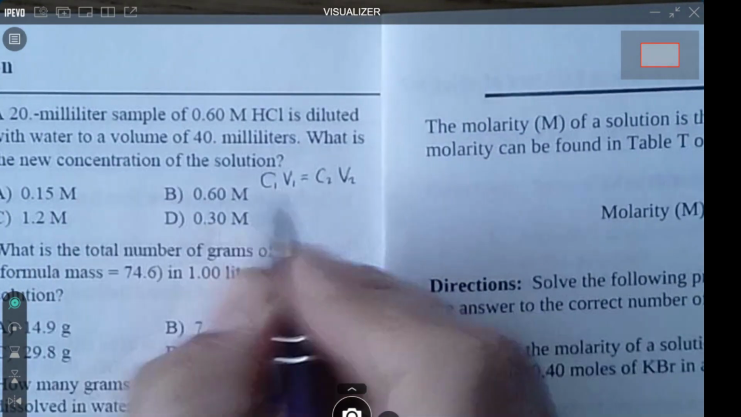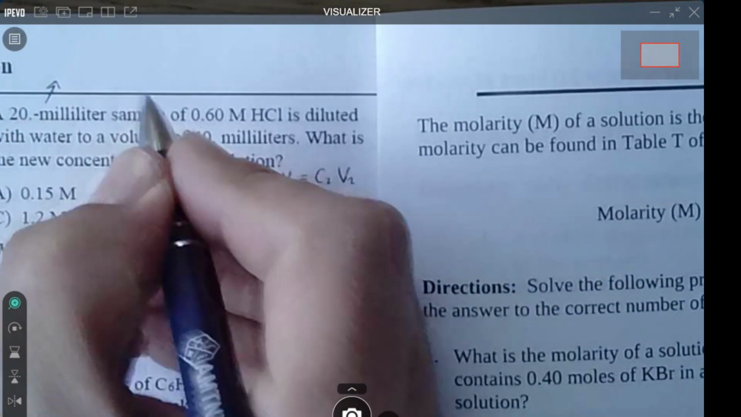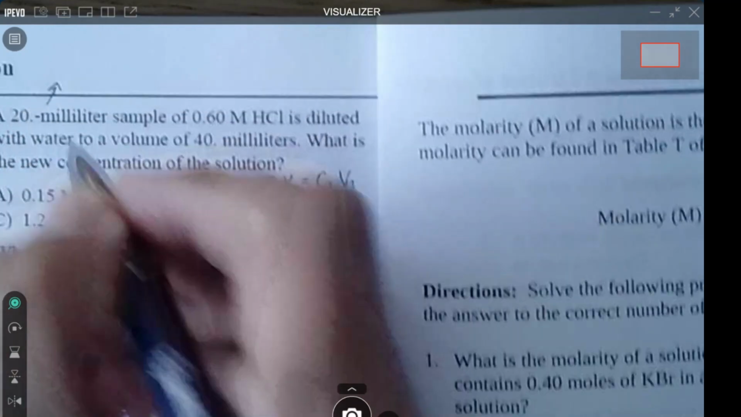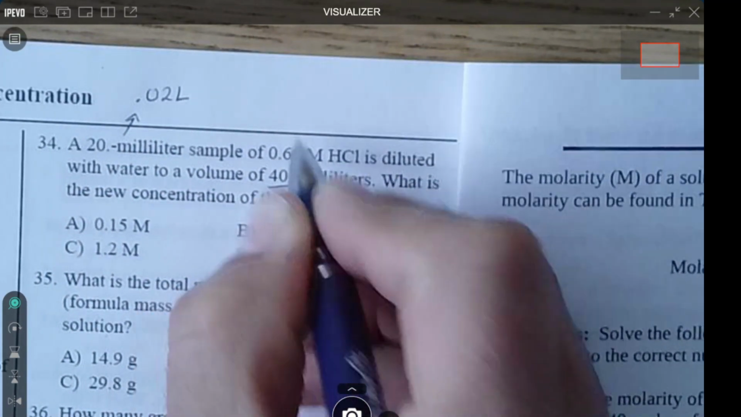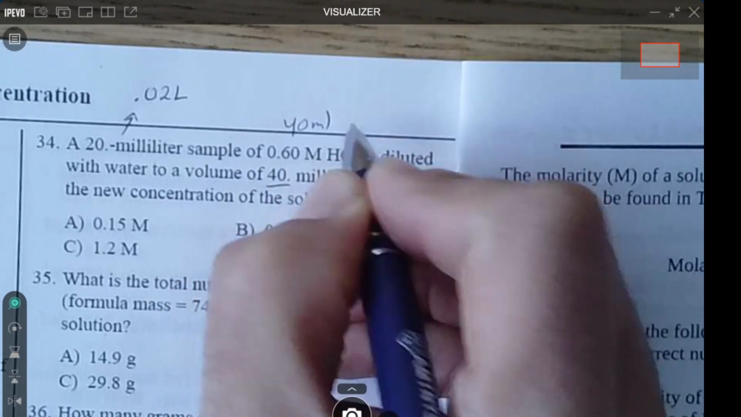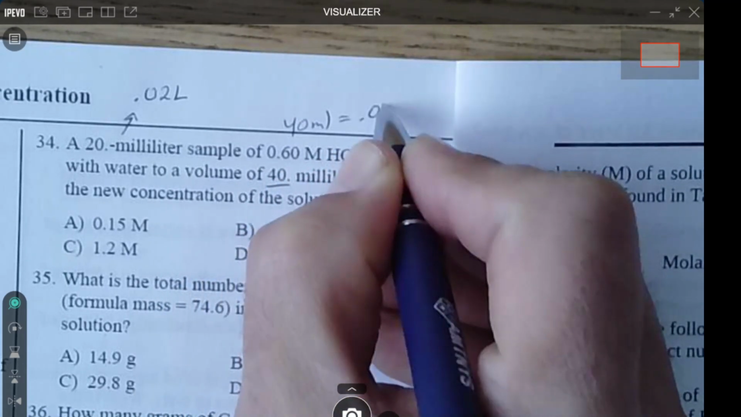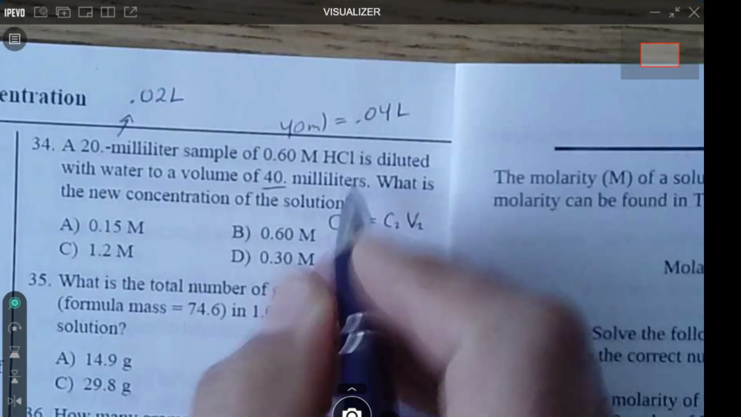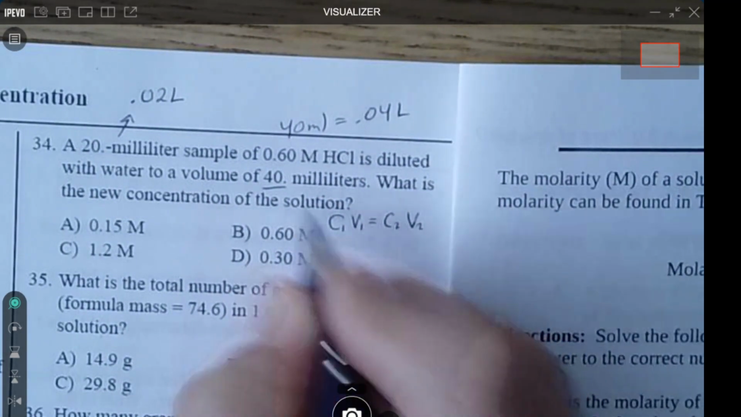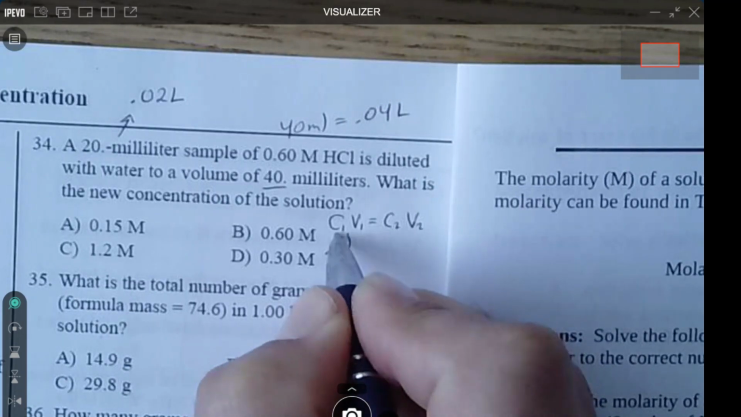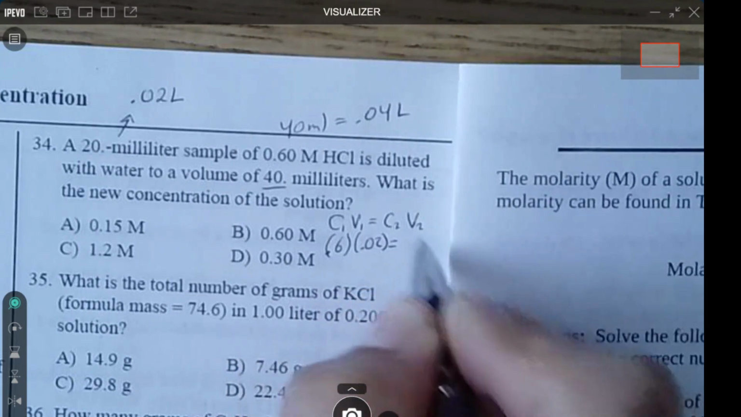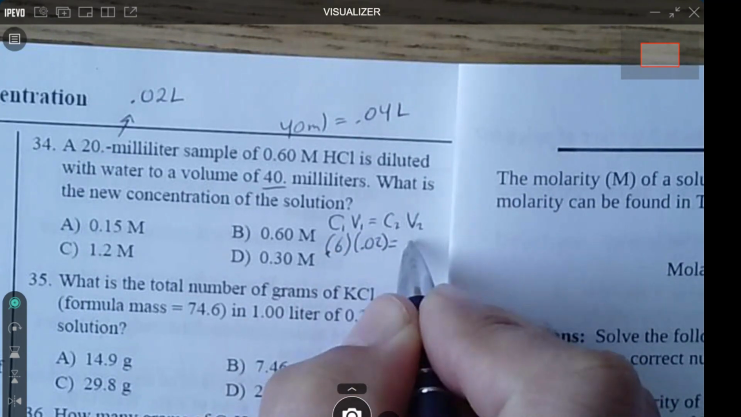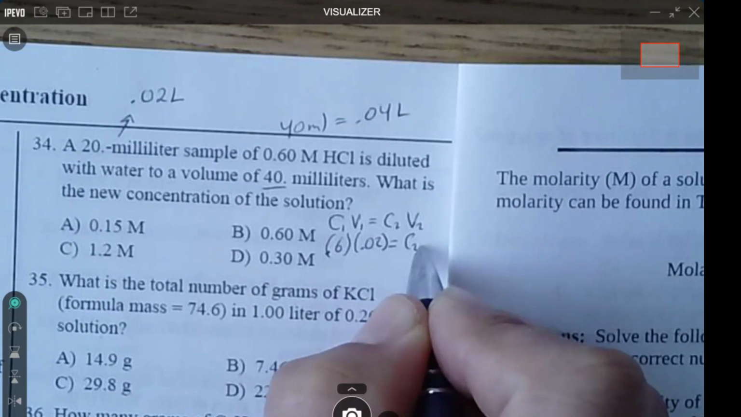All right, so we just take the 20 milliliters. Oh, we have to convert this to liters. So 20 milliliters is actually 0.02 liters, and 40 milliliters equals 0.04 liters. So when I plug those in, I just need you to know where I'm getting these numbers from. Concentration is 6. The volume is 0.02 equals a new volume of 0.04.